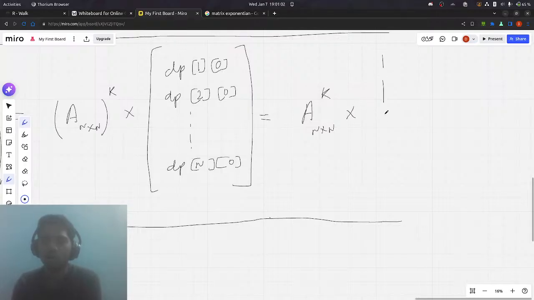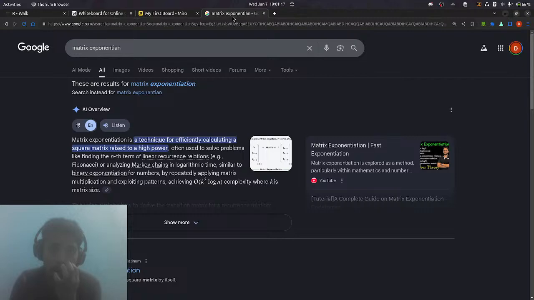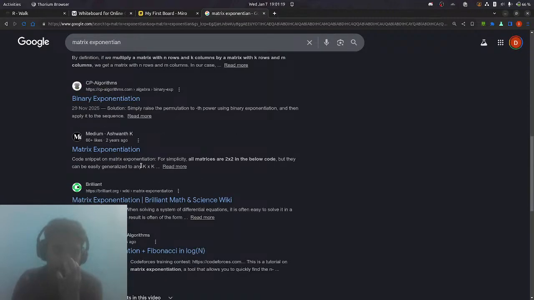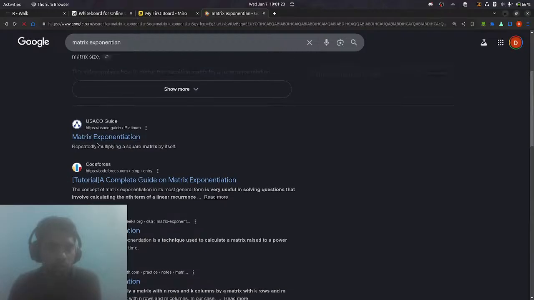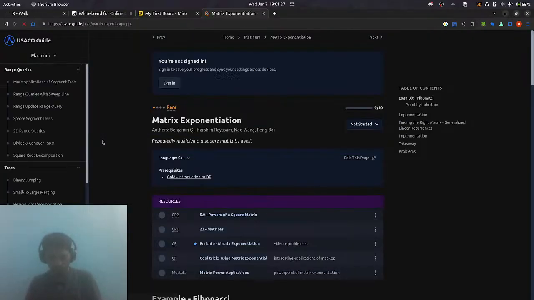How do we do that? Well, there are different ways of doing this, and the one I came across is matrix exponentiation, and I don't know how to use it, so we will go through some blocks maybe.